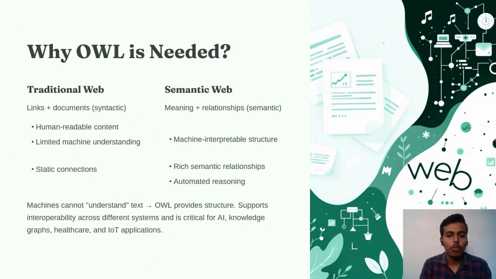Why do we even need OWL? Well, the traditional web is designed for humans. It's mostly text and links. Machines can process text, but they don't truly understand the meaning behind it. The semantic web aims to make data machine interpretable. OWL helps by providing a standard way to represent knowledge with meaning. For example, if one system says car and another says automobile, OWL can help align them. This makes OWL crucial for areas like AI, knowledge graphs, healthcare data exchange, and even in IoT systems.